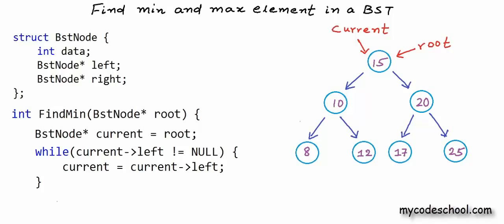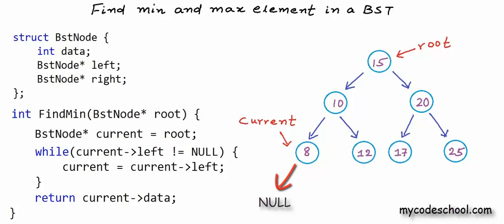Here in this example, currently we are pointing to this node with value 15. It has a left child, so we can move to this node with value 10. Once again, this node too has a left child, so we can go left again. Now this node with value 8 does not have a left child, so we cannot go towards left any further. We will come out of the while loop, and at this point the node that we are pointing to has minimum value, so we can return the data in that node.